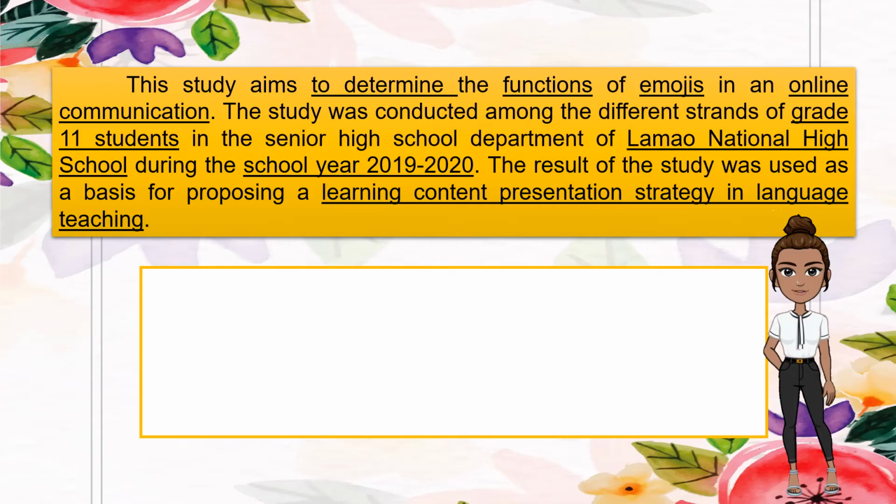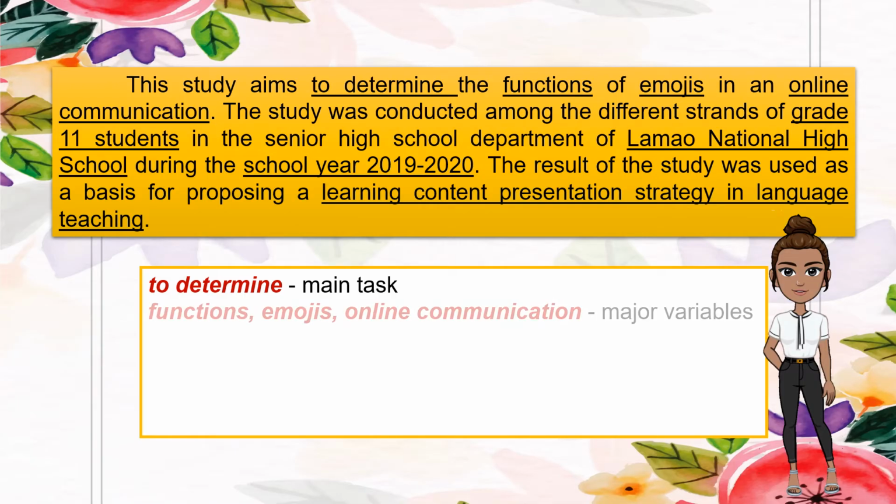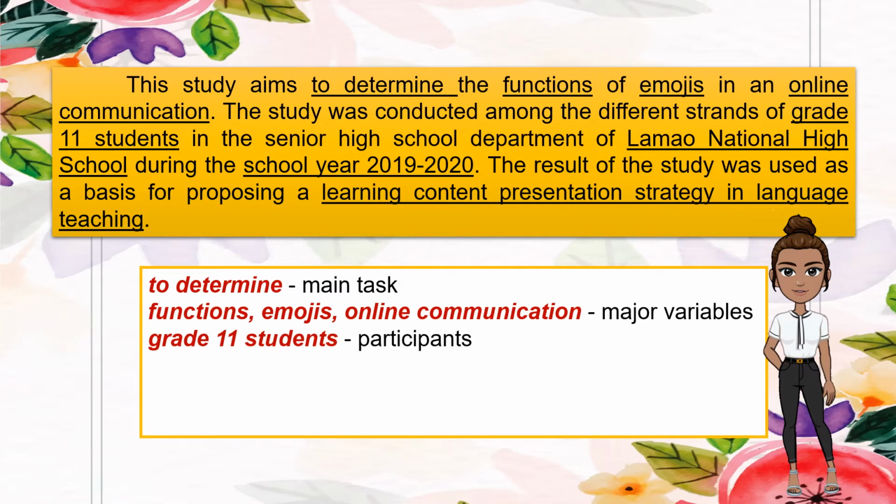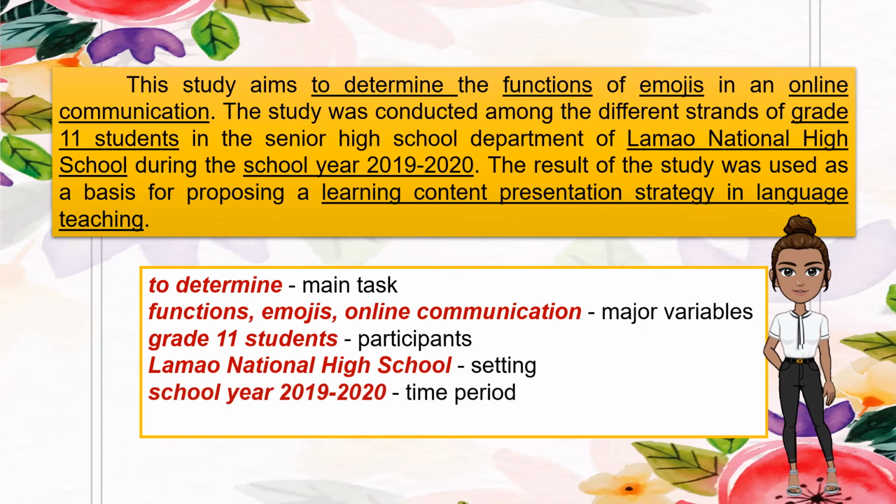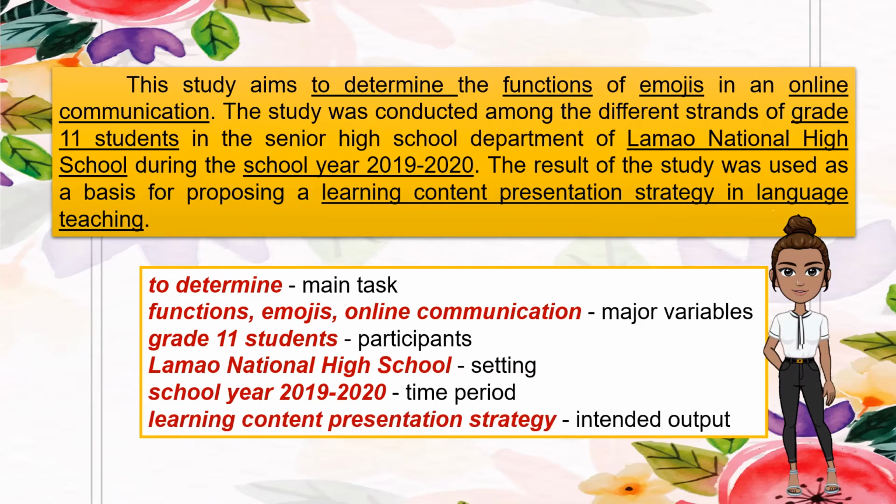Okay, so let's dissect the information needed. The main task is to determine. The major variables: functions, emojis, and online communication. Participants: grade 11 students. Lamao National High School is the setting. The time period is school year 2019 to 2020. And the intended output is learning content presentation strategy in language teaching.